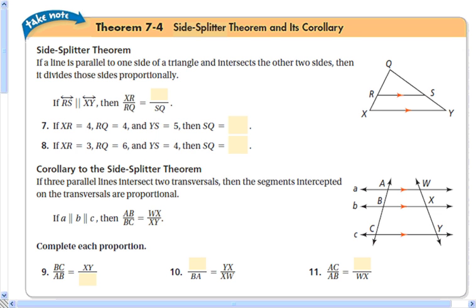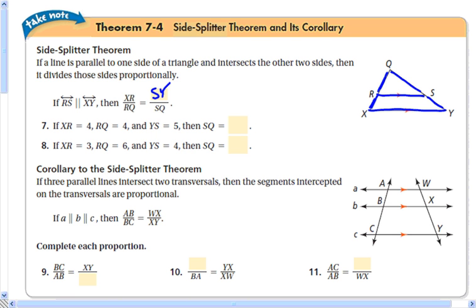All right, if a line parallel to one side of the triangle intersects the other two sides, then it divides those sides proportionally. This is known as the side splitter theorem. So what we have here is, if RS is parallel to XY, so here's our two parallel lines, then XR, this little piece, to RQ, this piece, is equal to the ratio of the corresponding sides on the other side of the triangle, so SY and SQ.